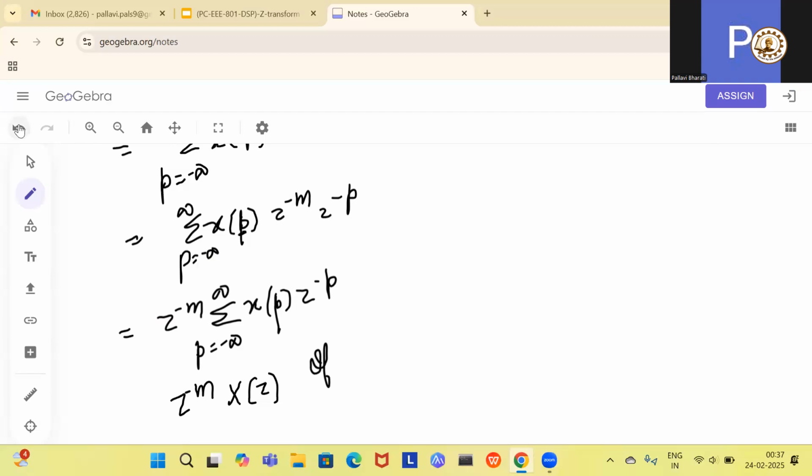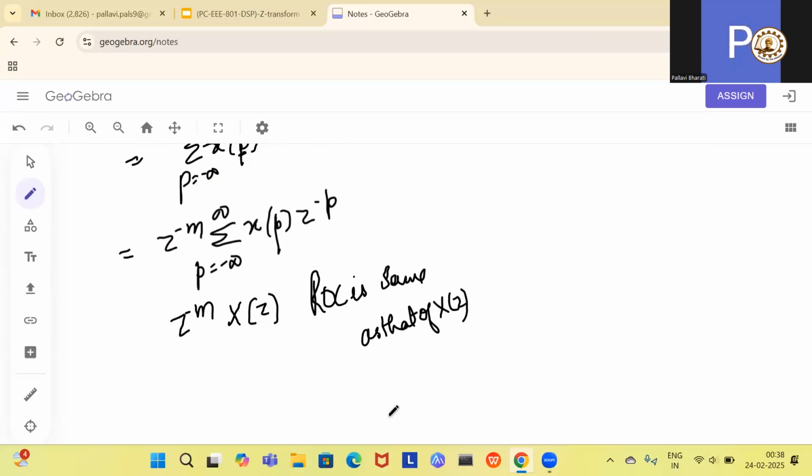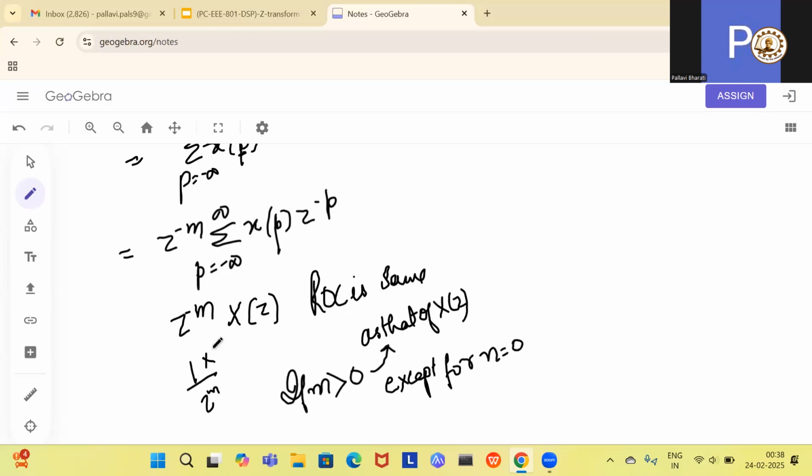Okay, we will write it over here. The ROC is same as that of X(z), except for n equals 0, if m is greater than 0. Okay. If m is greater than 0, ROC is same as that of X(z), except for n equals 0. That means since z to the power minus 1 is coming, it will become 1 by z to the power m times X(z).